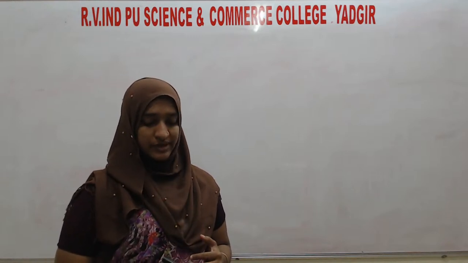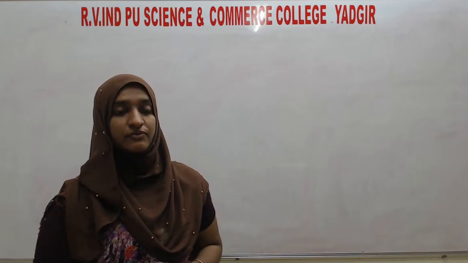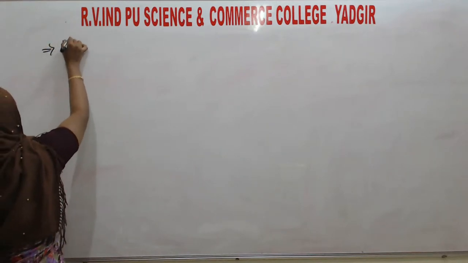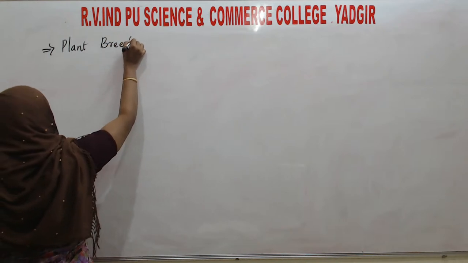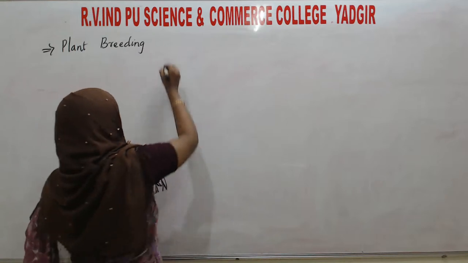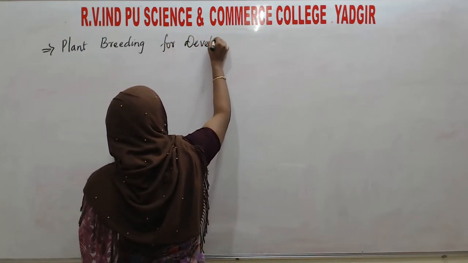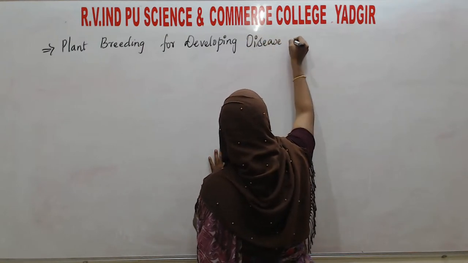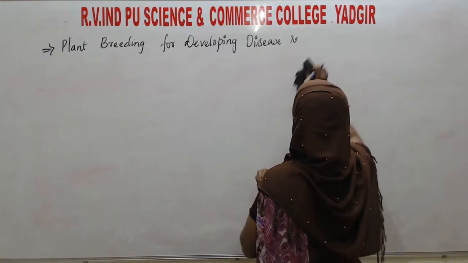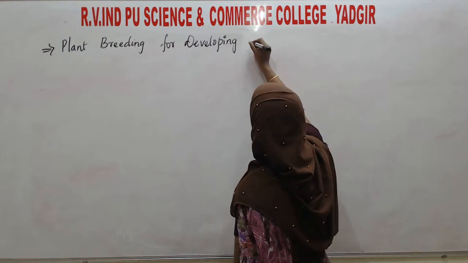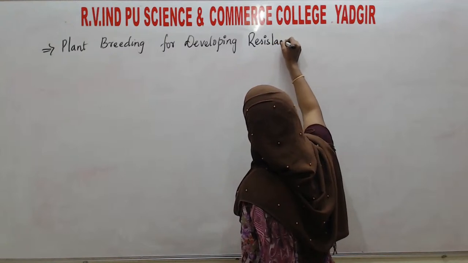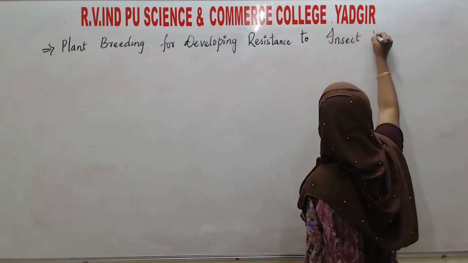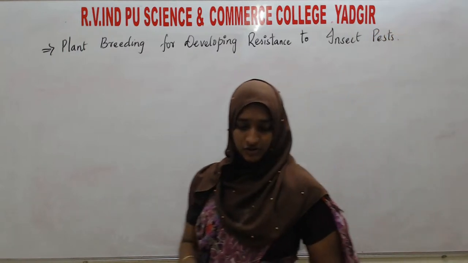Okay, so the next topic in this chapter is plant breeding for developing resistance to insect pest. Okay, this is the next topic in this chapter.